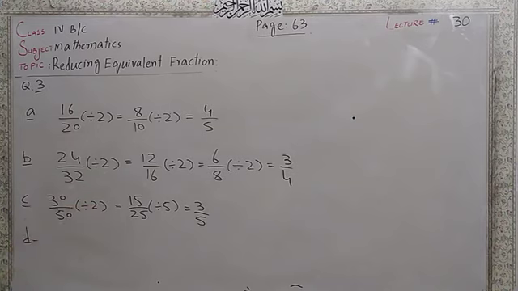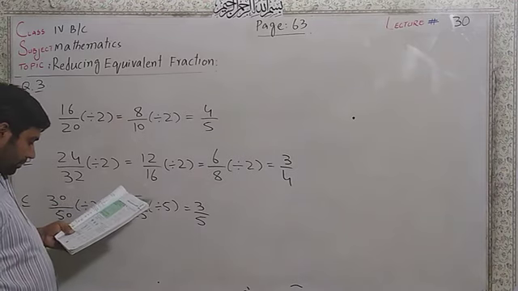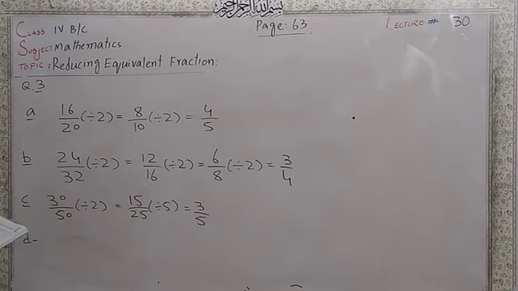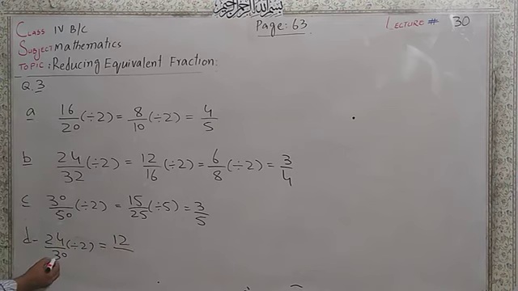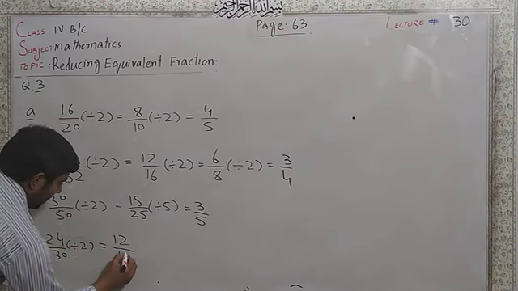D. 24 over 30. So we'll see divide by 2. 24 divided by 2 will be 12. 30 divided by 2 will be 15.